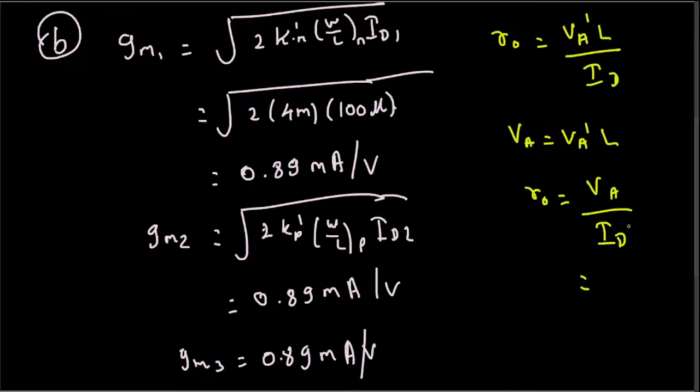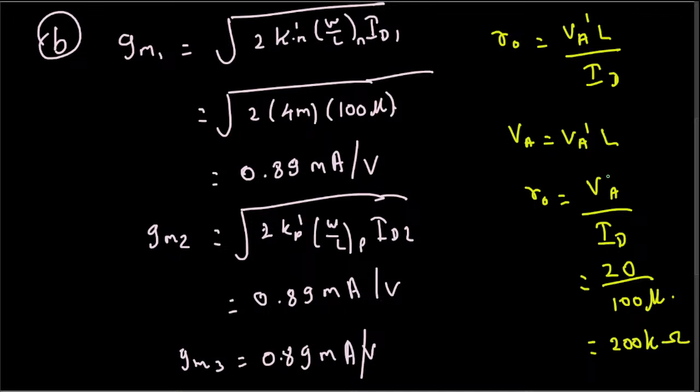VA is 20 volts divided by ID, that's 100 micro. So 20 over 100, that's 1 over 5, 0.2, micro becomes mega when it goes on the top, and mega multiplied by 1000 becomes a kilo. So 1 over 5 is 0.2, 0.2 multiplied by 1000, that is 200 kilo ohm resistance.